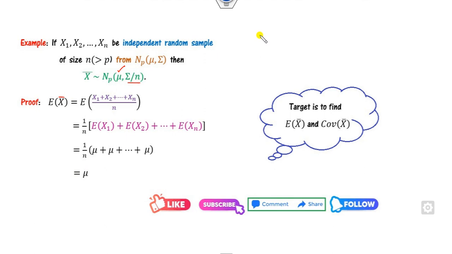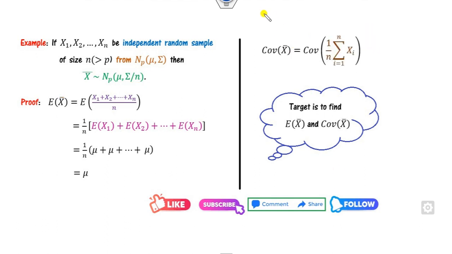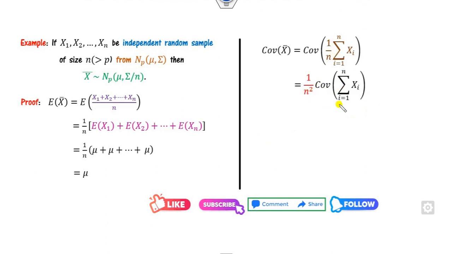Now I have to find the covariance of x bar. Again, I can substitute the value of x bar, which is the sum divided by n. Now I can use the property: the covariance of a x is a square times the covariance of x. So I can write it as 1 over n square.